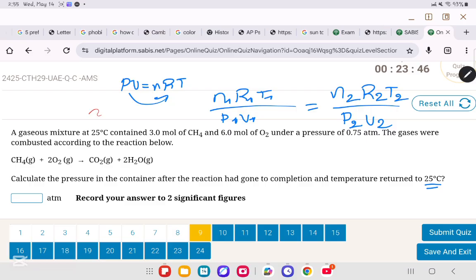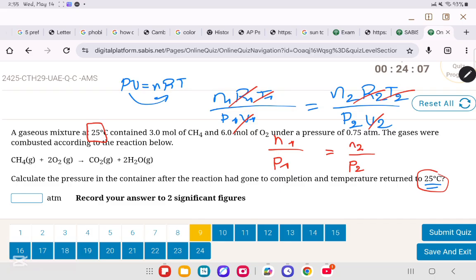What do we know here? We know that it was 25 degrees initially, 25 degrees finally. That means the temperature is the same. We know that the volume is the same. R is always the same no matter the case. So we are left with N1 over P1 is equal to N2 over P2.